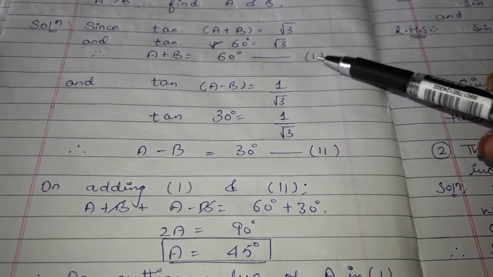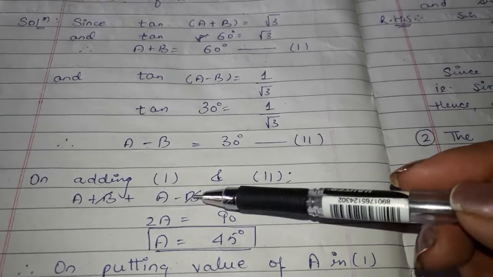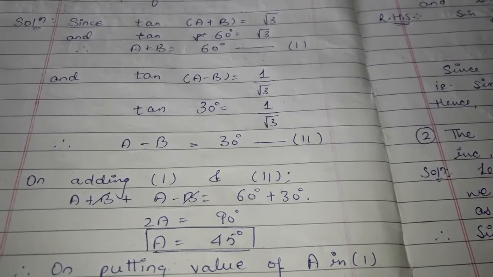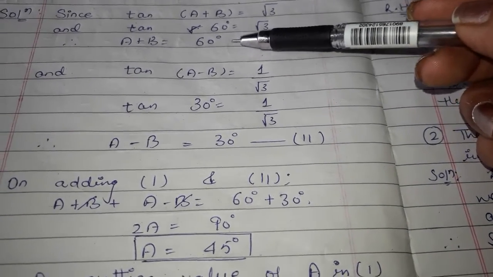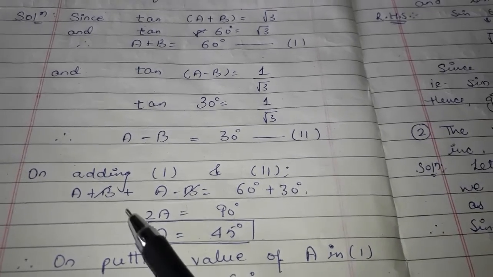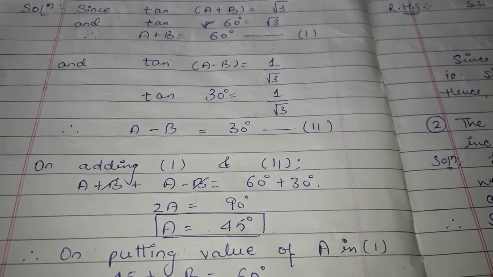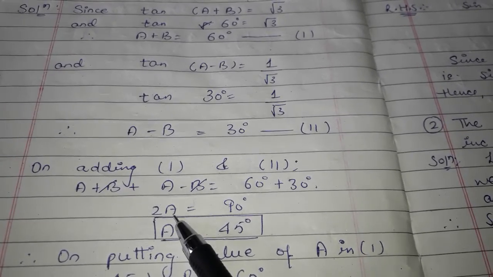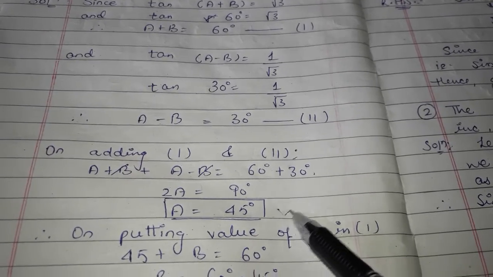Now, on adding 1 and 2, A + B + A − B is equal to, now we will add the right-hand side of both equations, that is 60 degrees plus 30 degrees. B will get cancelled out as the signs of both B are opposite to each other. Therefore, 2A is equal to 90 degrees and A is equal to 45 degrees.